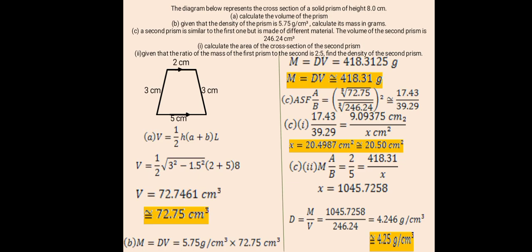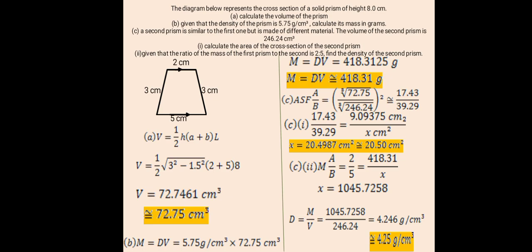So we relate: if 17.43 is equal to 9.0 centimeters squared, what about that 9.29? So we cross multiply and find that the cross-section area of the second prism is 20.5 centimeters squared.